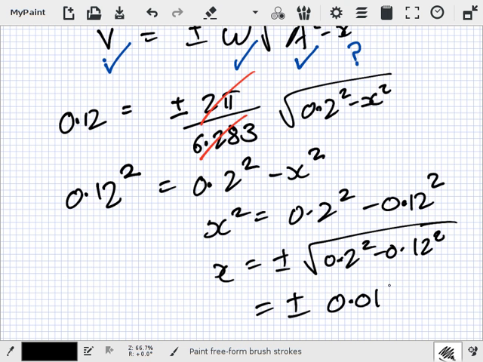0.0144. The answer is 0.16. That sounds a bit better. 0.16. You forgot the square root? Yep. So if it just says how far, I don't care about the minus signs.